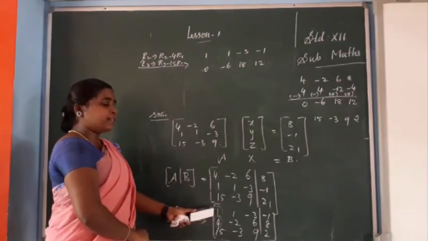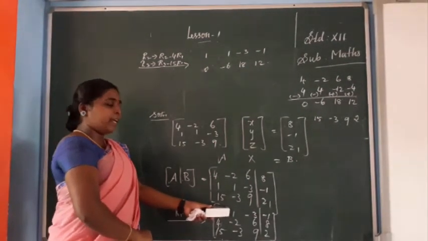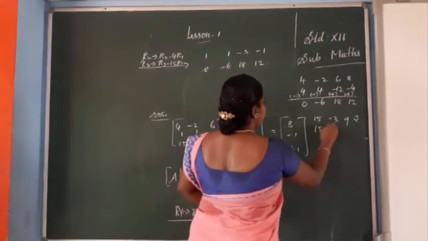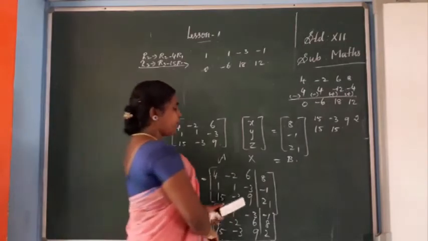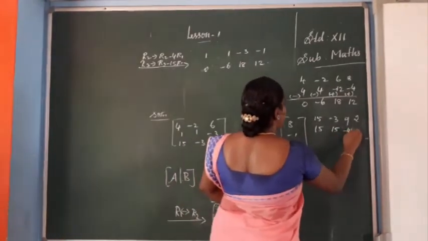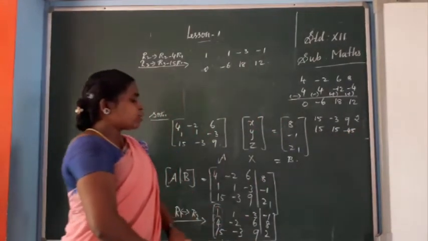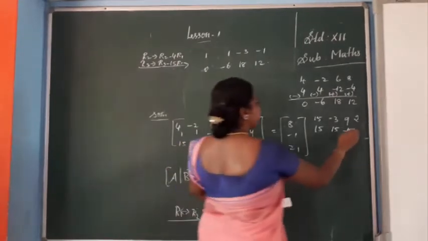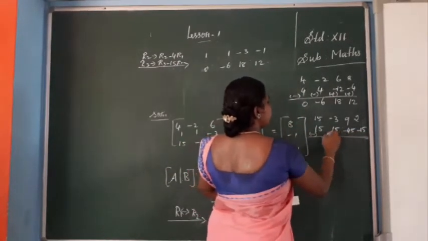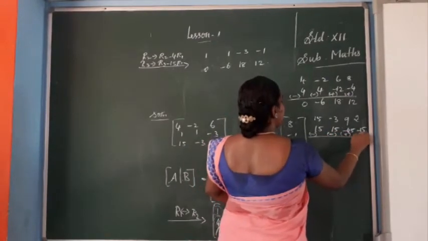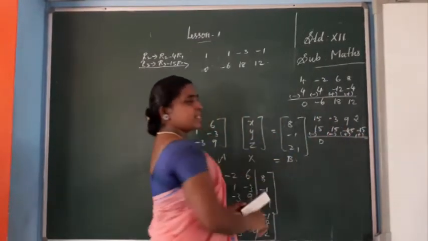1 into 15 is 15. Again 1 into 15 is 15. So 15. Next 3 into 15 is 45, so minus is there, so minus 45. Next one, 15 into minus 1 is minus 15. Okay. Now we change the symbol: minus, plus, plus. Okay. So 15 minus 15 is 0.